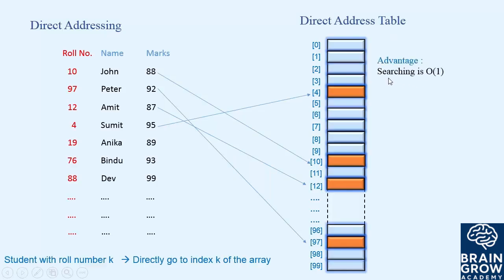Now the clear advantage with this method is that searching is order of 1. But the problem in this method is that it can be used only when the set of possible keys is small. Now let's see why we can't use this method when the set of possible key values is large.